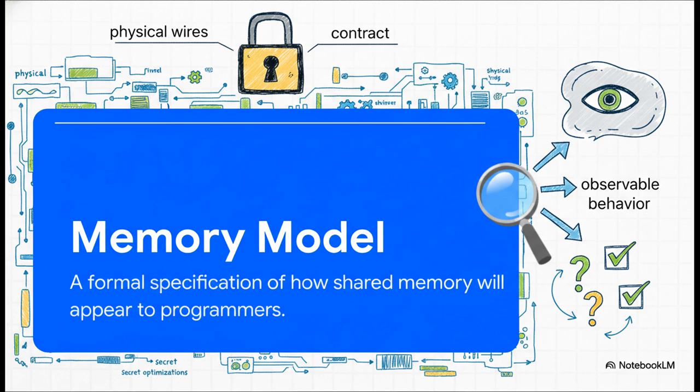It doesn't tell you how the wires are laid out. It tells you about the behavior you're allowed to see. It's the hardware telling the programmer, look, even with all our secret optimizations, we promise you will never see a result that breaks these specific rules.